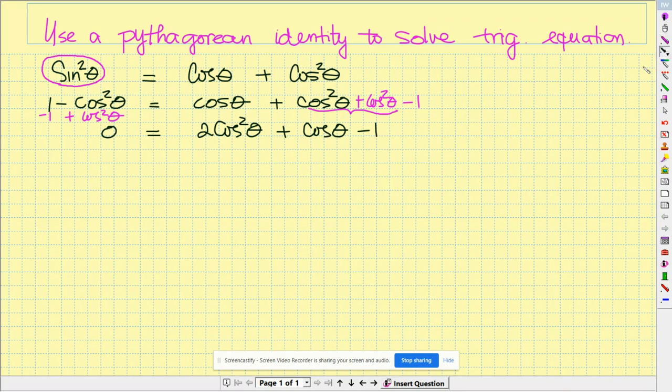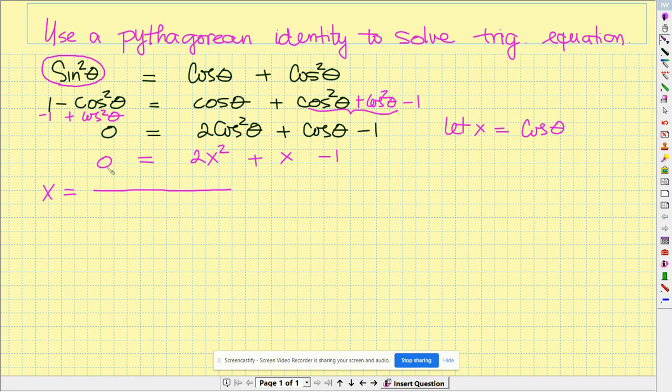Okay, so now we have a quadratic equation. So we just let x be cosine theta. That will give us 0 equals 2x squared plus x minus 1. Now we are going to solve for x. We are going to use the quadratic formula to solve for x.